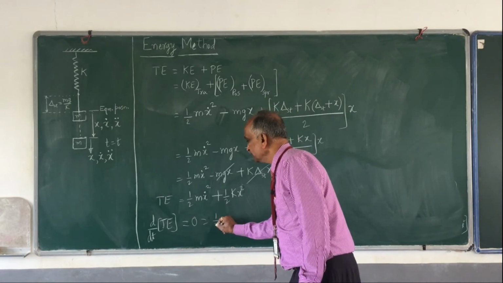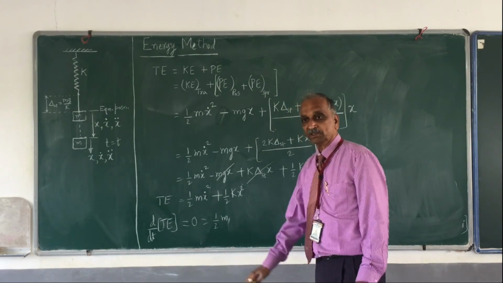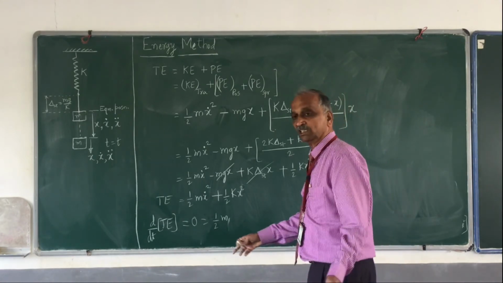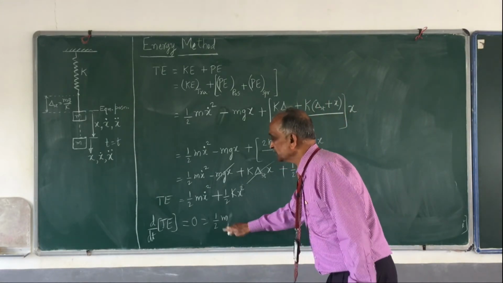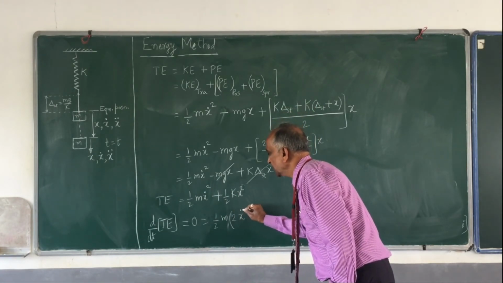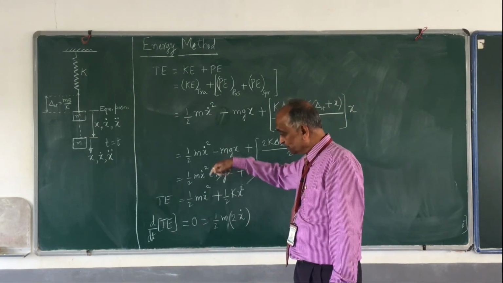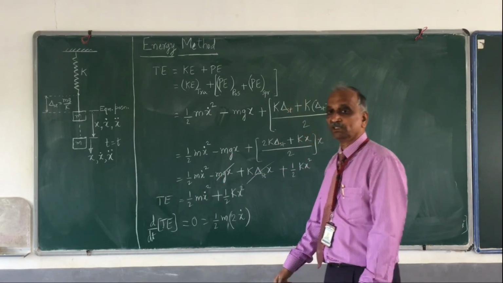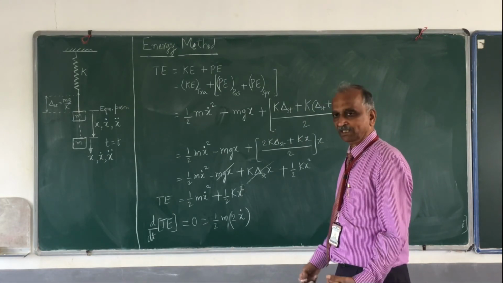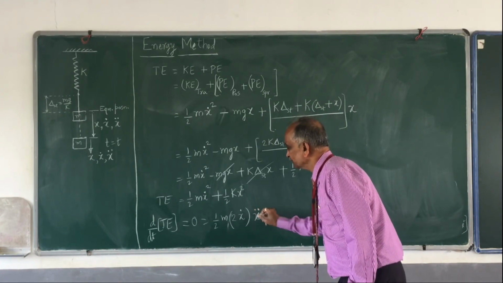What is the first? Half m is constant. Differentiation of x dot square with respect to time. First, differentiation of x dot square is nothing but 2 times x dot. Then please remember, it is not final. I have to differentiate x dot now. Differentiation of x dot with respect to time is d by dt of dx by dt, that is nothing but x double dot.